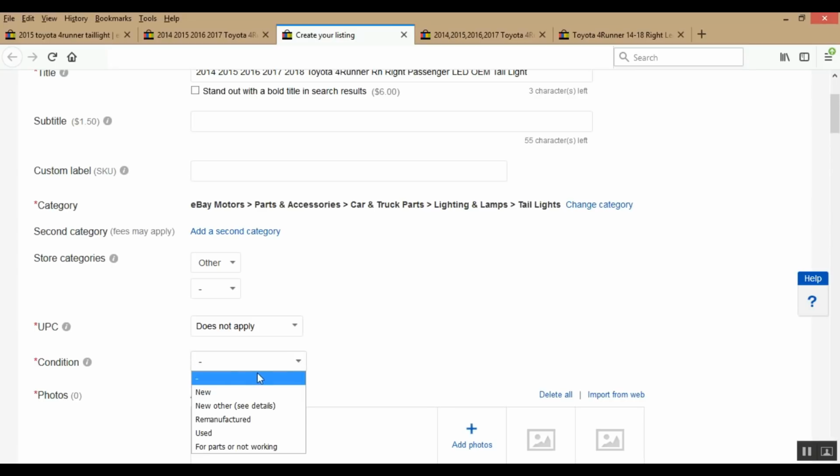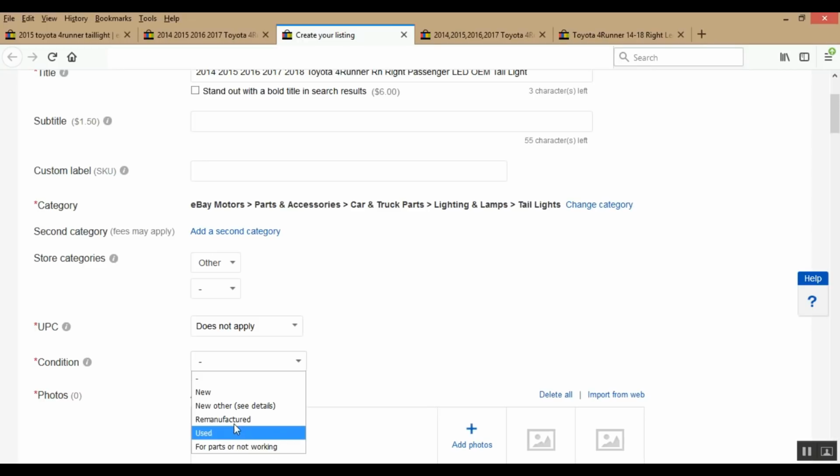Okay, so anyway, condition, it's used. We're just going to go with that. Now this is something I'll go ahead and explain now. Every once in a while, there's an item you may pick up and you don't know if it works or not. So you may decide, okay, well, I got it at a garage sale. I know it's used, but I don't really know if it works. I would recommend listing something like that as for parts, not working.